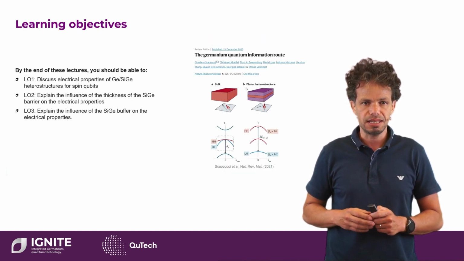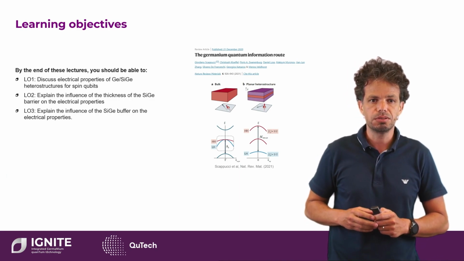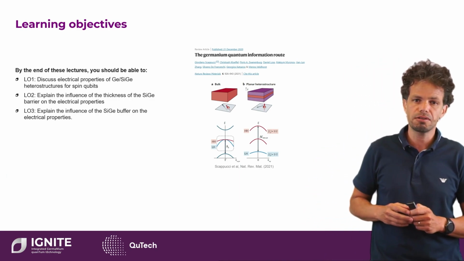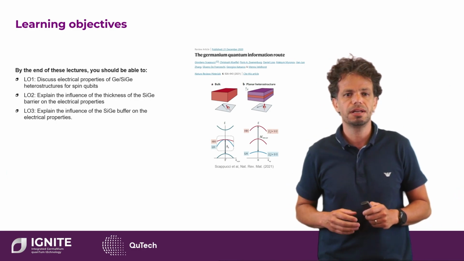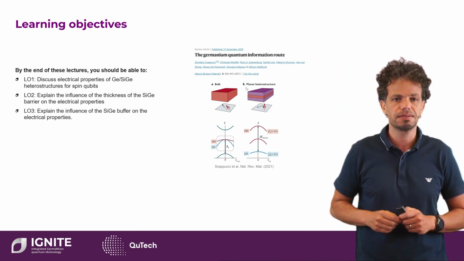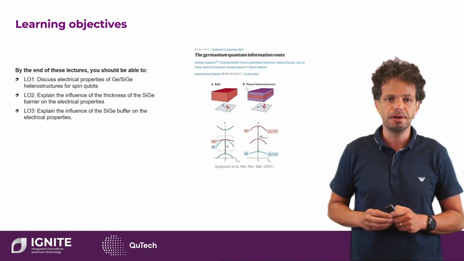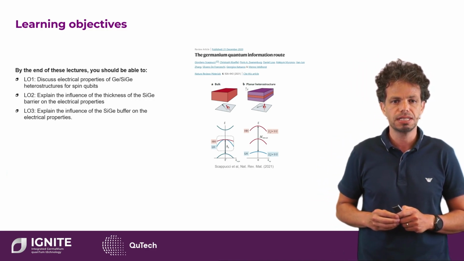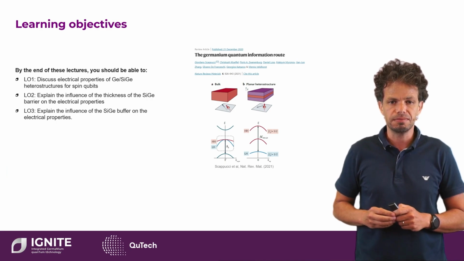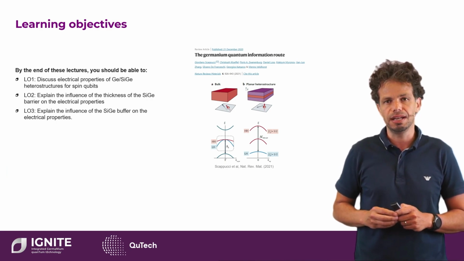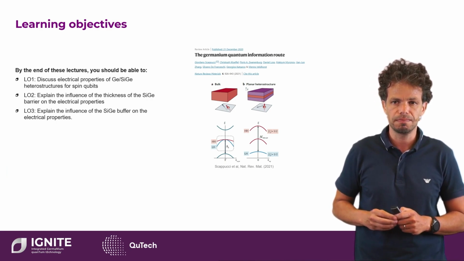So by the end of this lecture, you should be able to discuss the electrical properties of germanium silicon germanium heterostructures for spin qubits, explain the influence of the thickness of the silicon germanium barrier on the electrical properties, and explain the influence of the silicon germanium buffer on the electrical properties of the quantum well.